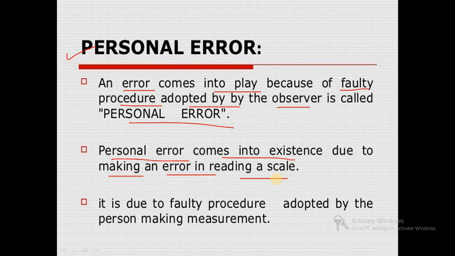If a person cannot measure the proper titration reading, suppose the reading is 18.2 but the person writes the reading as 18.0, then that is a personal error. It is due to a faulty procedure adopted by the person making measurements. So that type of error is a personal error.